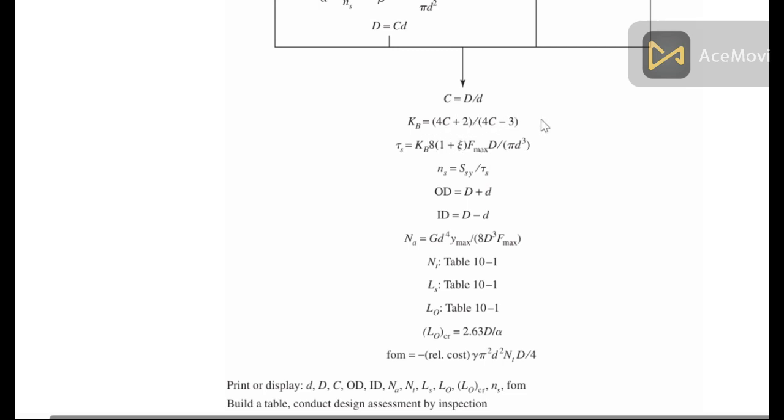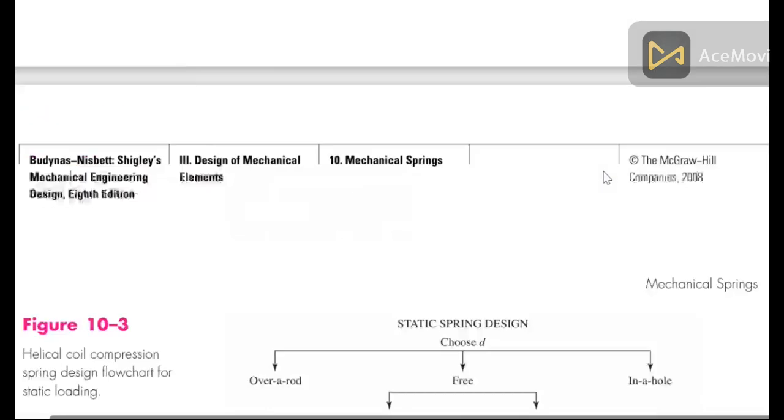KB is 4C plus 2 divided by 4C minus 3, and tau s I will tell you previously. And C is equal to SSY divided by tau s. OD, that is the outer diameter, is D plus d, and ID, inner diameter, is D minus d. That one is not of actual use. So Na is given by G, that is a constant, a modulus, d to the power 4 y max, here D cube, F max, and Nt and Ls, L0 are given in the different tables, and I will tell you the table.